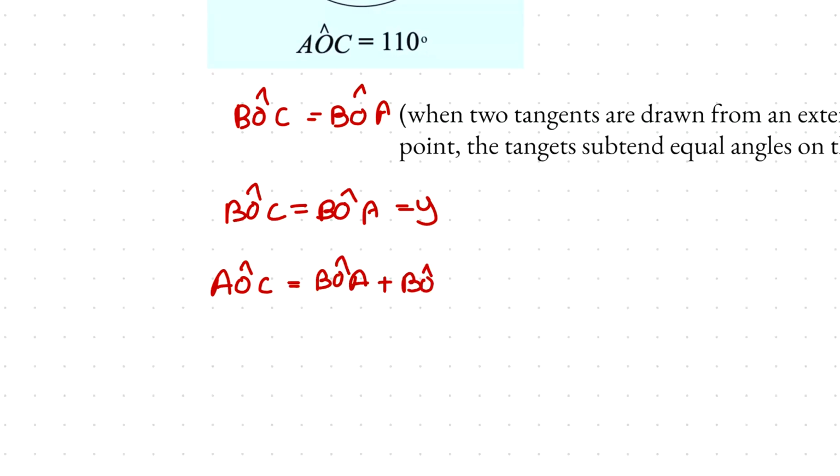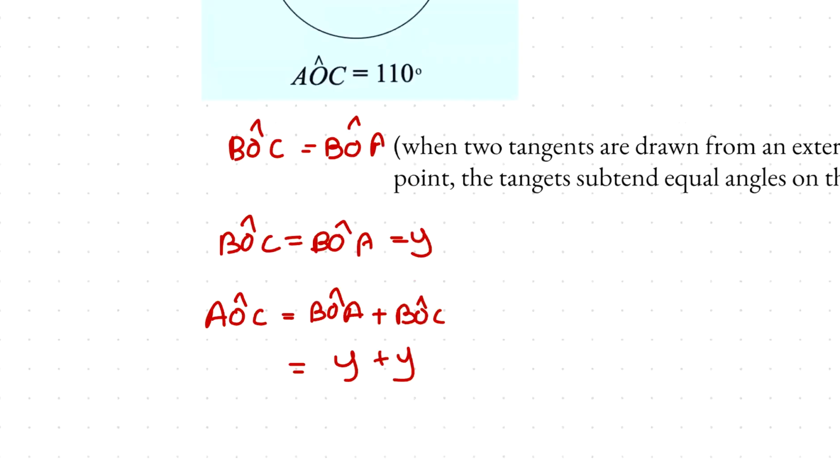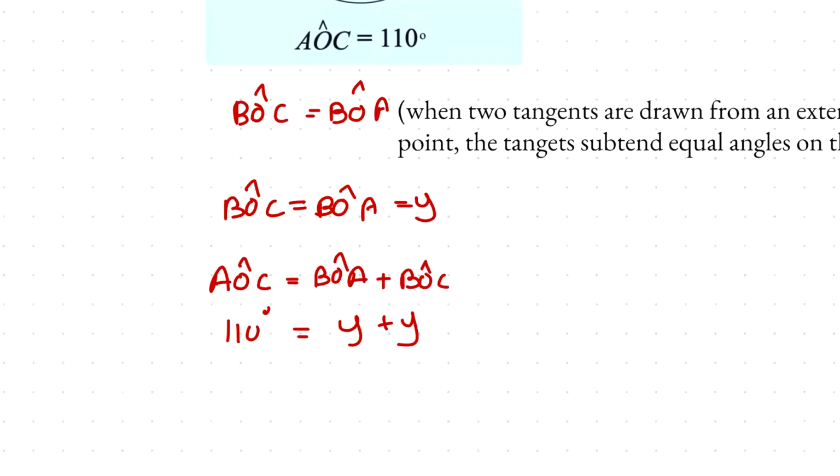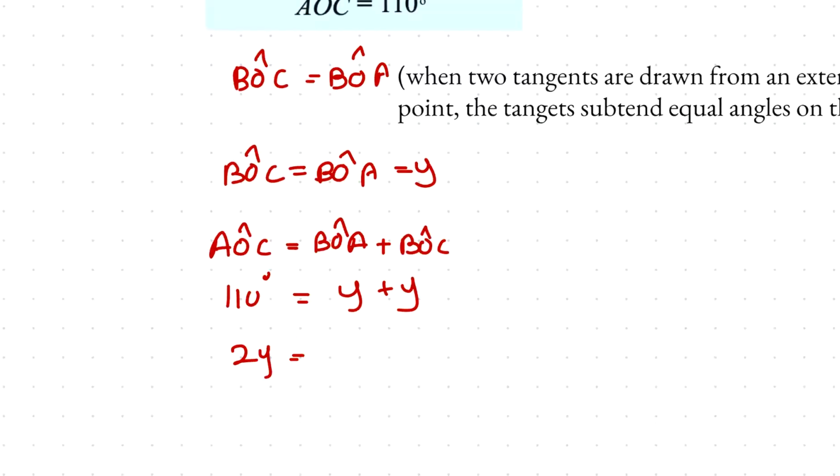So now BOA is Y, BOC is also Y. So Y plus Y, the value of AOC has been given on this side, that is 110. So 2Y equals 110. Therefore, Y is equal to 55 degrees. We have the value of Y.